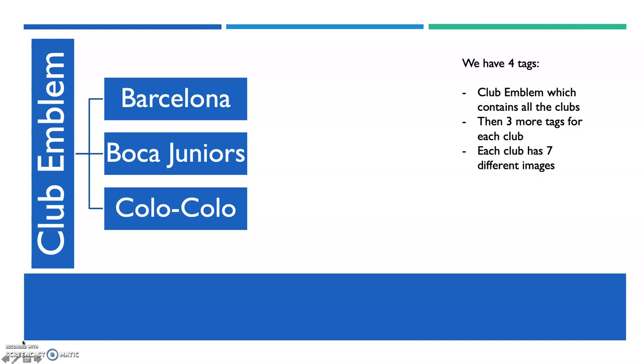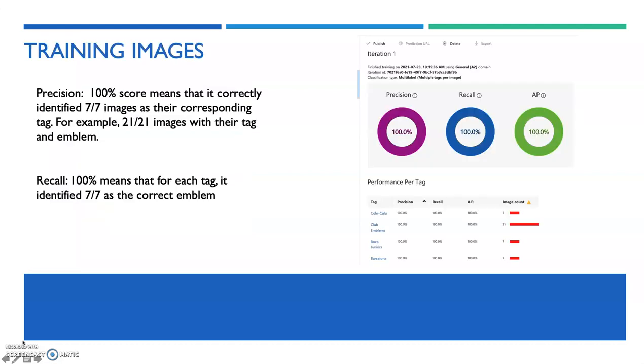And for these, I tried to choose images that were different. For example, for Barcelona, I tried to choose not the same emblem, but from different years. So usually most teams in this case had about 4 to 5 different emblems. And for the other ones, I would just try to choose different backgrounds, so they were all different.